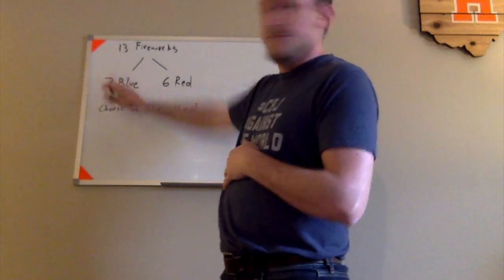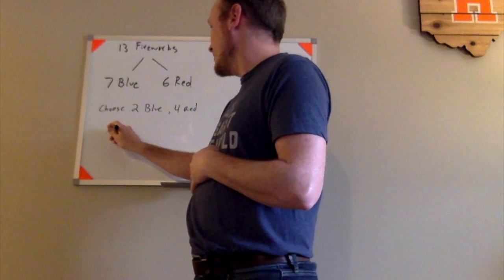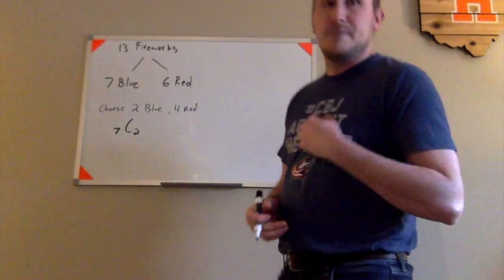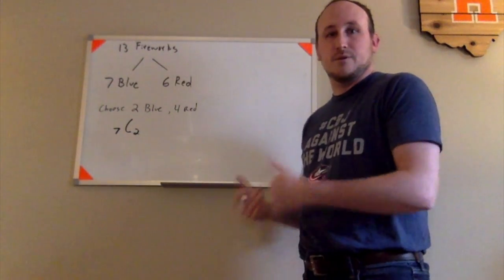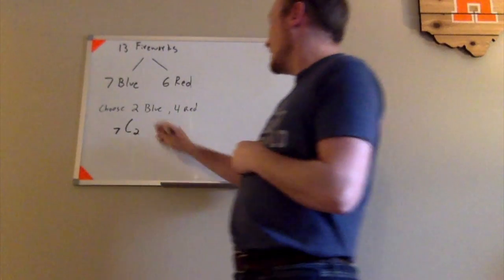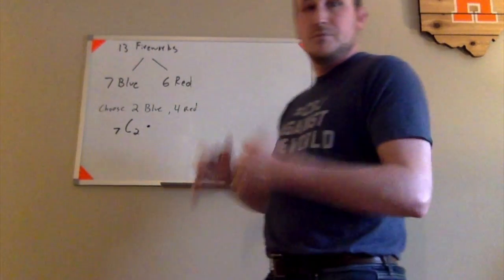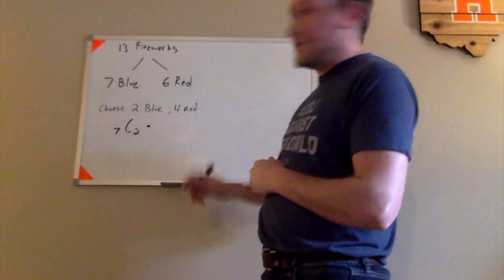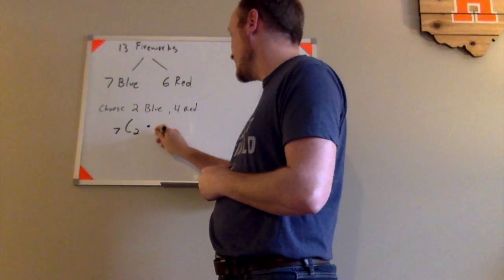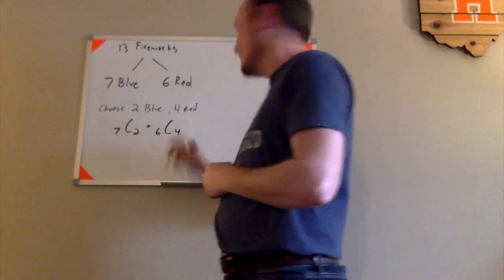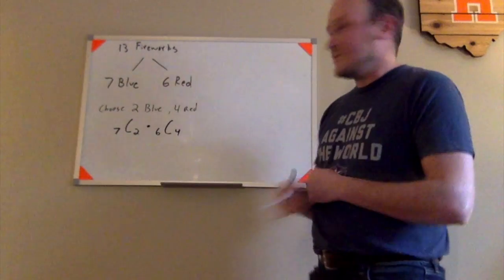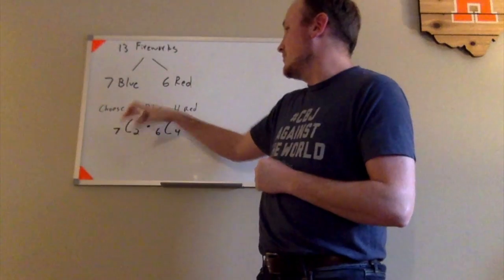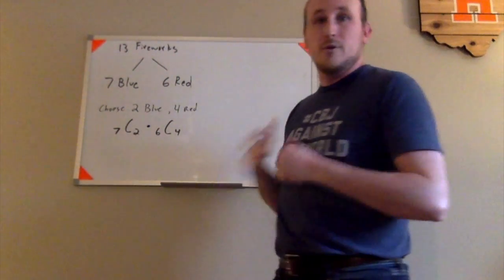So let's deal with the blue first. We have 7, and we want to choose 2 of them. So we'll do a 7C2 like this to figure out how many different ways we can choose 2 blue fireworks from the 7 fireworks that we have. We will also figure out how many different ways we can choose 4 fireworks from the 6 red fireworks that we have. So we have 6 total, and we're going to choose 4 from that. And this product will tell me how many different ways I can choose 2 blue fireworks and 4 red fireworks from what I have.